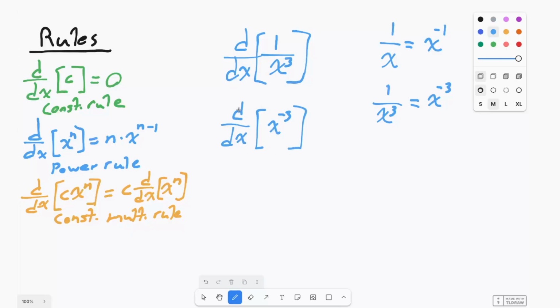And then we can perform our power rule. We're going to bring the negative 3 down. We have our x, and then we're going to subtract 1 from negative 3. So we're going to have negative 4.